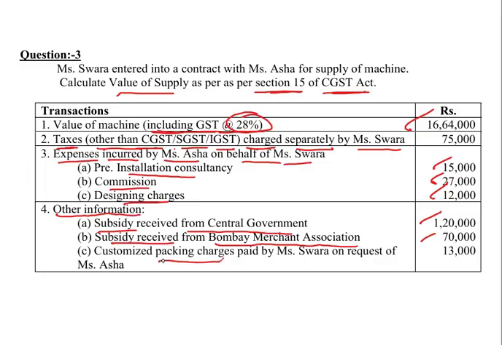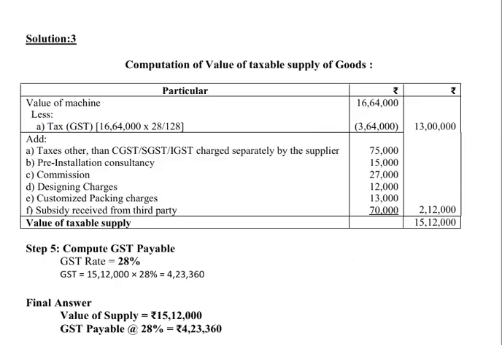Customized packaging charges paid by Ms. Swara on request of the ASA, 13,000. Right, this is the question. Let us check the solution of this question. The solution is given here. Computation of value of taxable supply of goods.